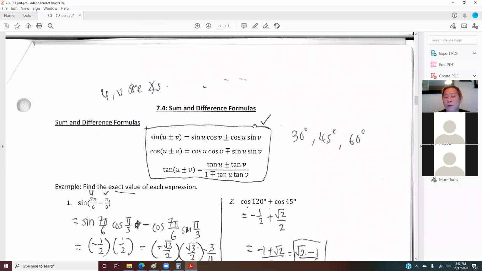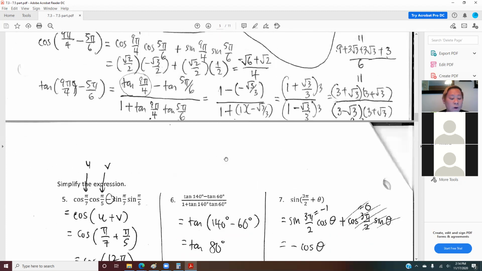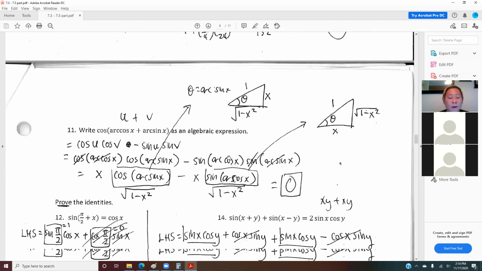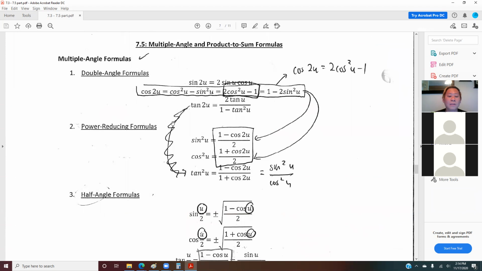So this is 7.4, the one we just talked about, the sum and the difference formula. Make sure you guys know them very well. And again, in the test, we only concentrate on 30, 45, 60, or pi over 6, pi over 4, and pi over 3. So what we're going to talk about here is 7.5. In 7.5, you will have a lot of formulas.